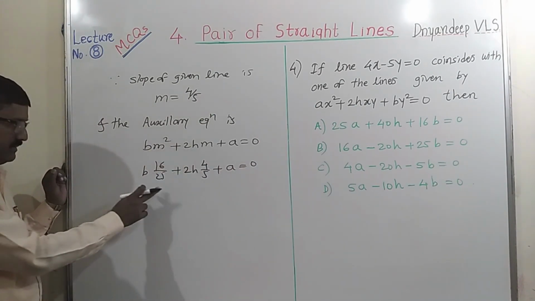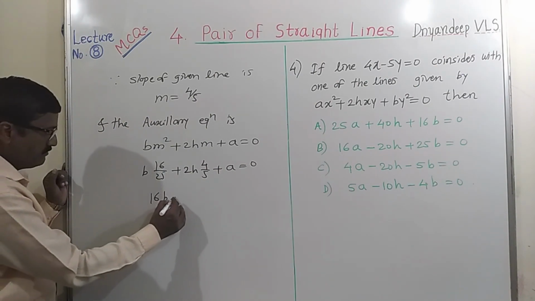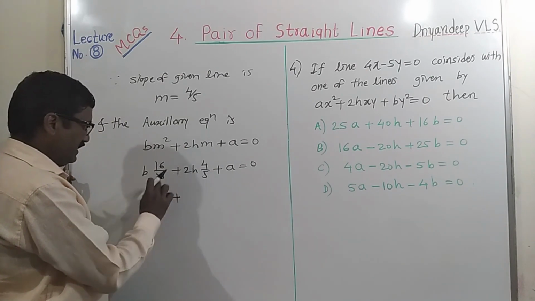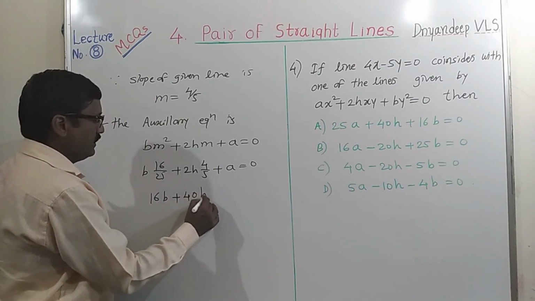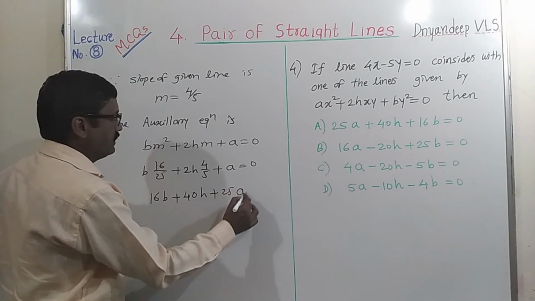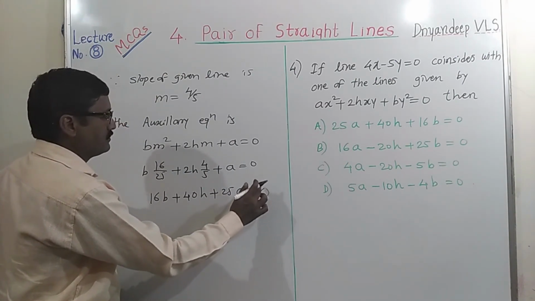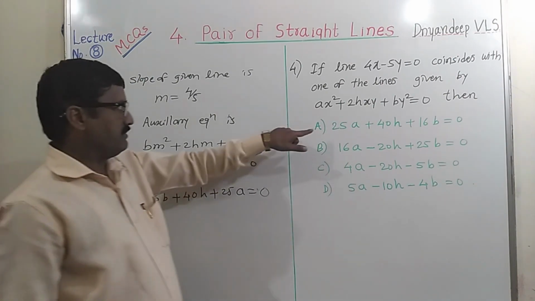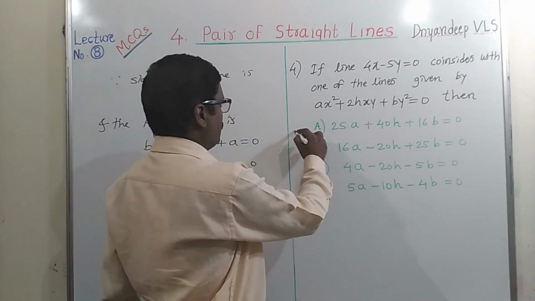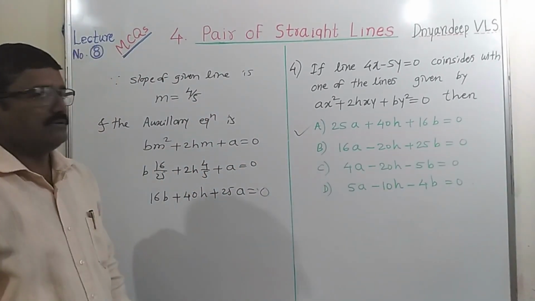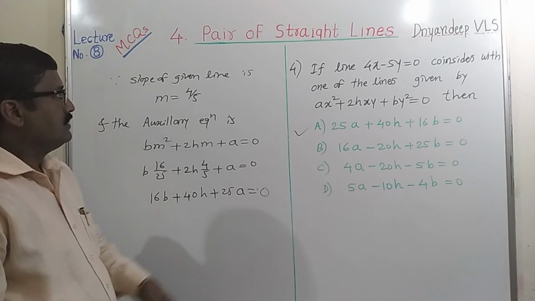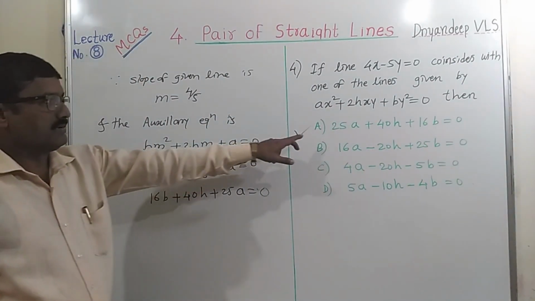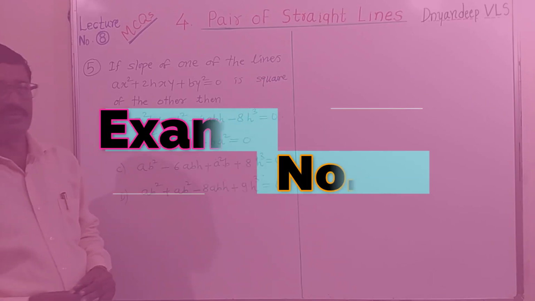Multiply each term by 25. We get 16b plus here multiply by 5, 4 to 8, 8 4, that is 40h plus 25a equal to 0. So this is nothing but 25a plus 40h plus 16b equal to 0. So the correct answer is A. Is it okay? What to do? Put the value of slope in the auxiliary equation of the given equation, you will get the condition. Now let us see example number 5.